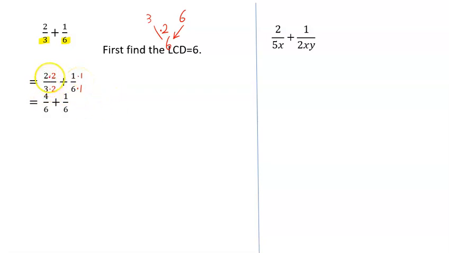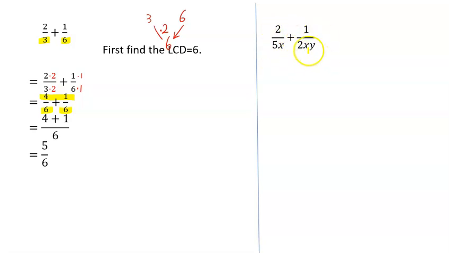So now we have 2 times 2, 4, 3 times 2, 6. So we turn the first fraction 2/3 to 4/6 plus the second fraction. Now, since they have the same denominator 6, we just add the numerators. And again, when we add fractions, we don't add the denominators, we only add the numerators. So we have 4/6 plus 1/6. Together we have 5/6.